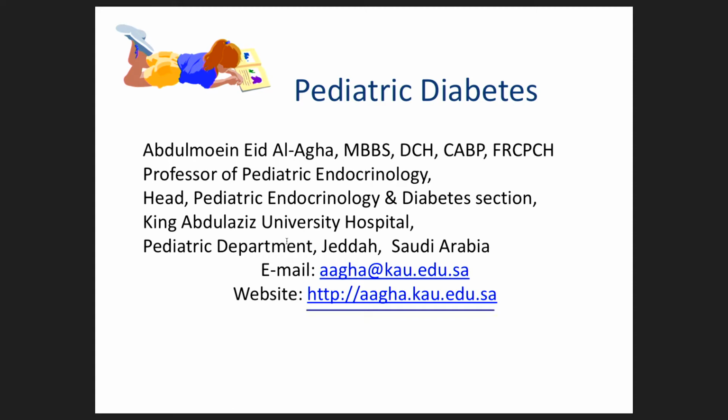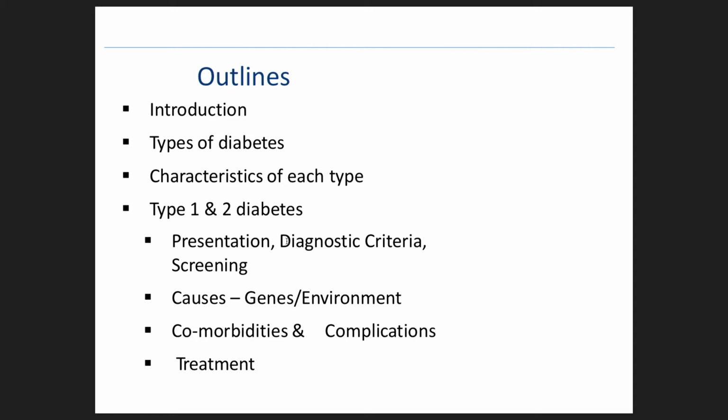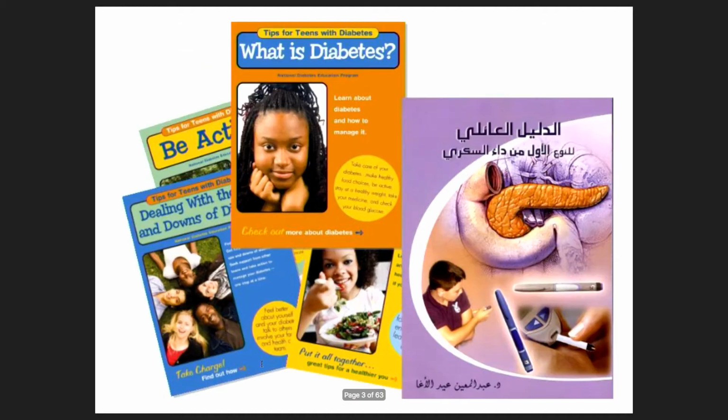Inshallah, we are going to talk today about the introduction of diabetes, types of diabetes, and characteristics of each type. We have to differentiate between type 1 and type 2 diabetes because they are the commonest types of diabetes. What are the presentation, diagnostic criteria, causes, comorbidities, and complications, and we end up with management of type 1 diabetes.